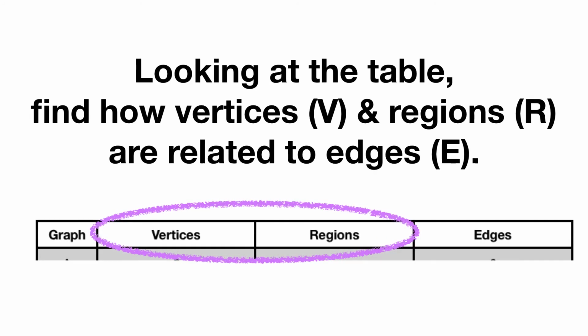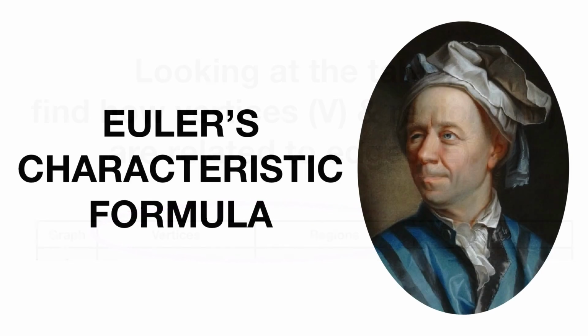Now that we have all of this data, let's look for some patterns or trends. See if you can determine how the vertices and regions are related to the edges of a graph. If you find a relationship, you rival the most prolific mathematician of all time. You've uncovered Leonhard Euler's characteristic formula. Lenny would be proud.